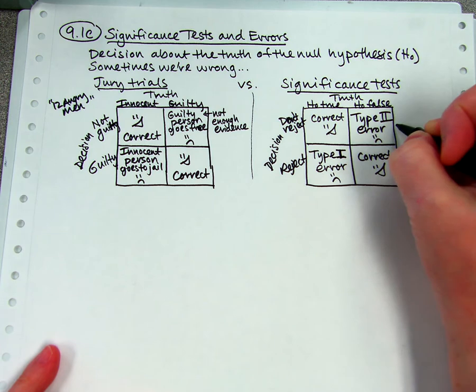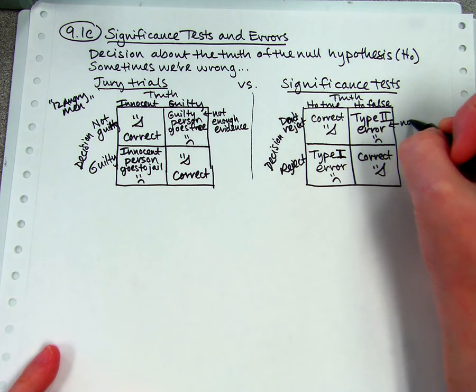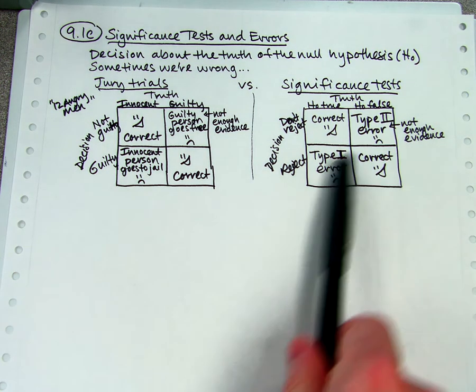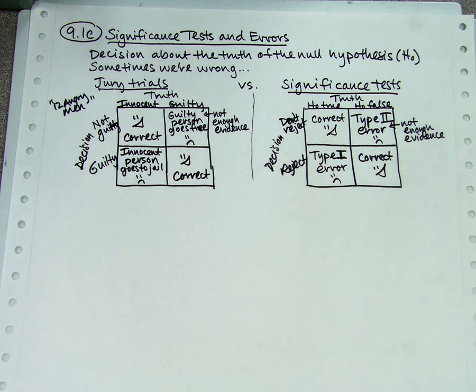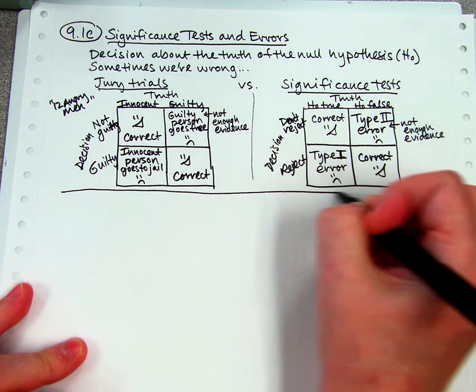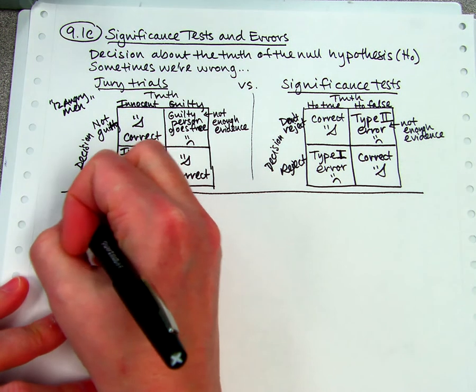Also bad. Just like with the jury, it means we just don't have enough evidence to reject. We could maybe fix that by taking a bigger sample and getting more evidence, which we'll talk about down below also. So both of these are things we're trying to avoid, but they sometimes happen even if we do everything right. So let's go into more detail about those two types of errors. Let's talk about type 1.